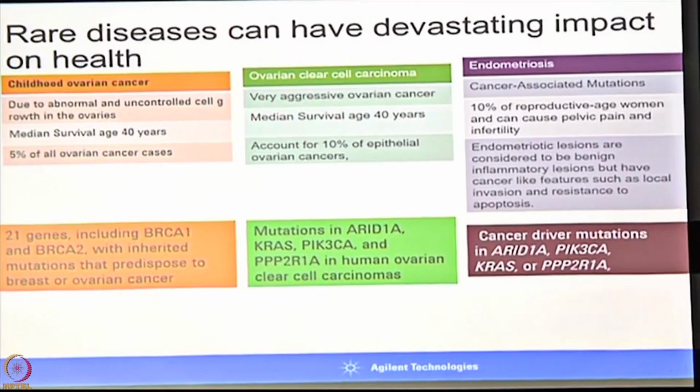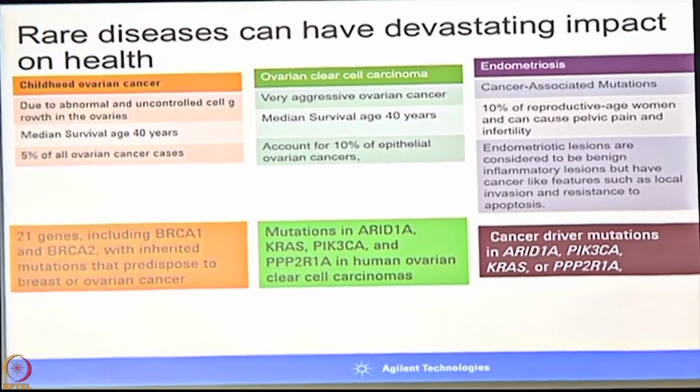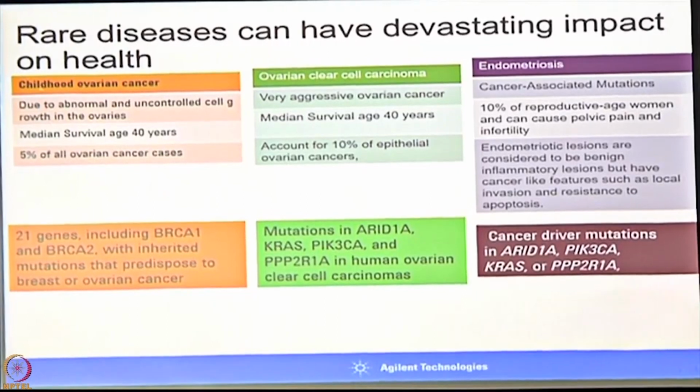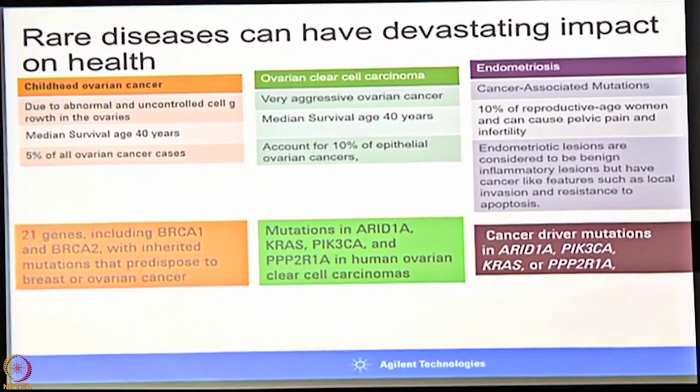Some more are included in the ICMR project. So this is childhood ovarian cancer, ovarian cell carcinoma, endometriosis, and multiple genes are involved in these diseases also.